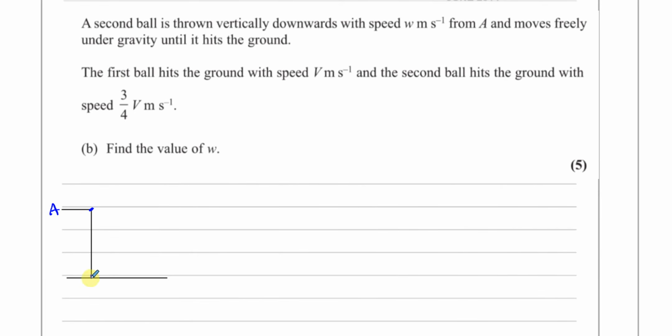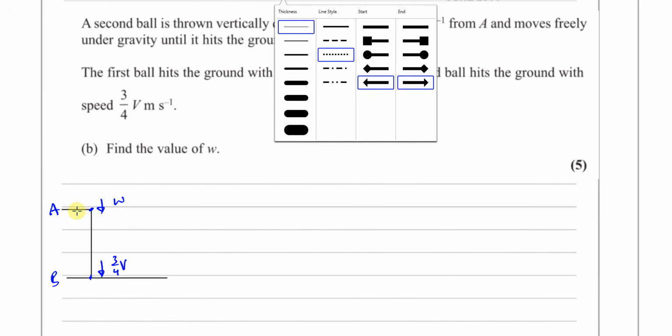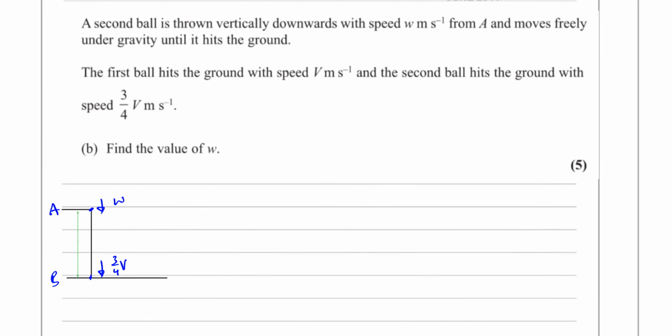On the level of A, this is the level of B. Now, in this case, the ball is thrust vertically downwards with a speed of W, and it hits the ground with a speed of 3/4 of V, which is V being the speed with which A hits the ground. We know that the distance between these 2 points is 22.5 meters. That's how far that distance is.